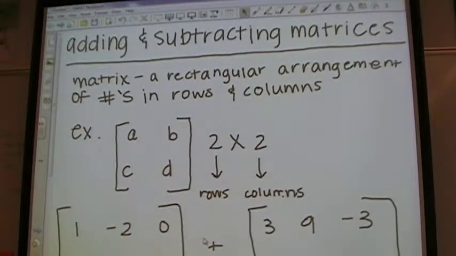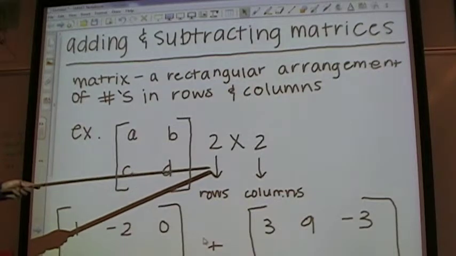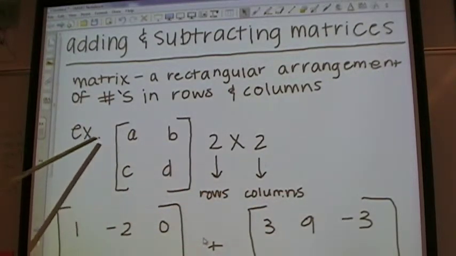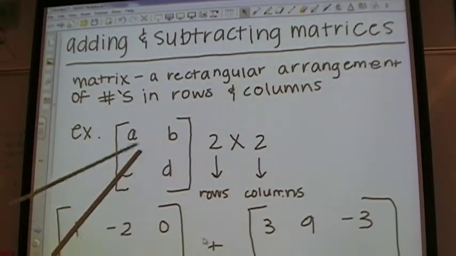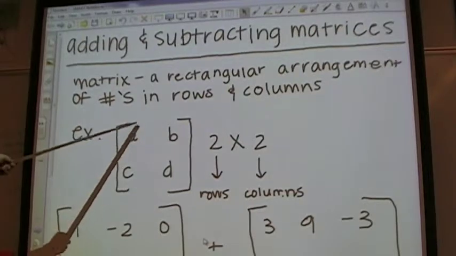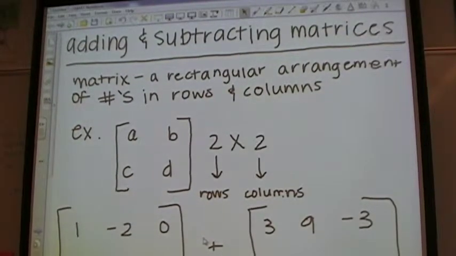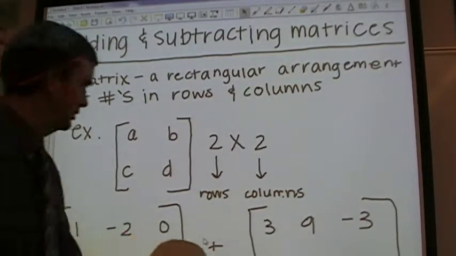We have an example here of a 2 by 2 matrix. You always name a matrix rows first, then columns. We have 2 rows. Rows go horizontally, columns go vertically. And when I read out a matrix to you, you always read by rows. So you would read this as A, B, C, D. Okay? Down here we have a 2 by 3 matrix.